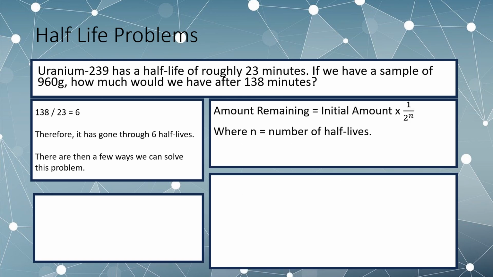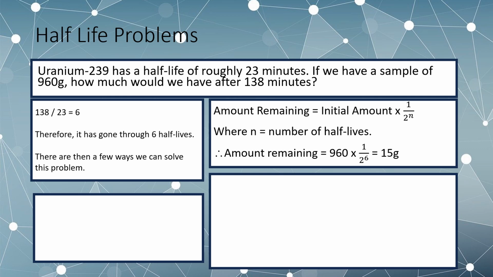Another way you can solve these problems is by using a very simple mathematical formula. That is, the amount remaining is just equal to the initial amount times 1 over 2 to the power of n, where n is equal to the number of half-lives. As we already found out, this has gone through 6 half-lives. So therefore, our amount remaining is equal to 960 times 1 over 2 to the 6, which gives us 15 grams. Obviously giving us the same answer. As I said, these methods all get us to the same point. It's just different ways of doing them.